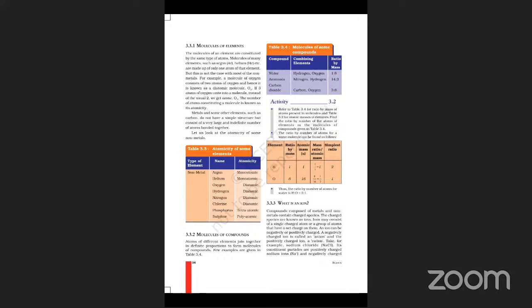So this is what we talked about, non-metals. Even the metals and some other elements such as carbon do not have a simple structure, but consist of a very large number of atoms bonded together. Okay, so got it? What exactly are the molecules of the elements?